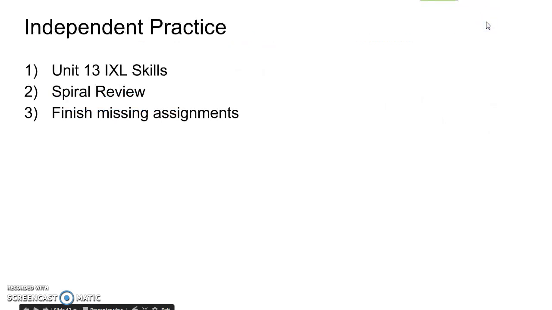All right, at this point you are ready to start on IXL. We're not giving you any digits for this little mini unit that we're doing. There are just a few IXLs for you to do, and that list is on Google Classroom. You also have a spiral review for this week to work on. If you need help, raise your hand.